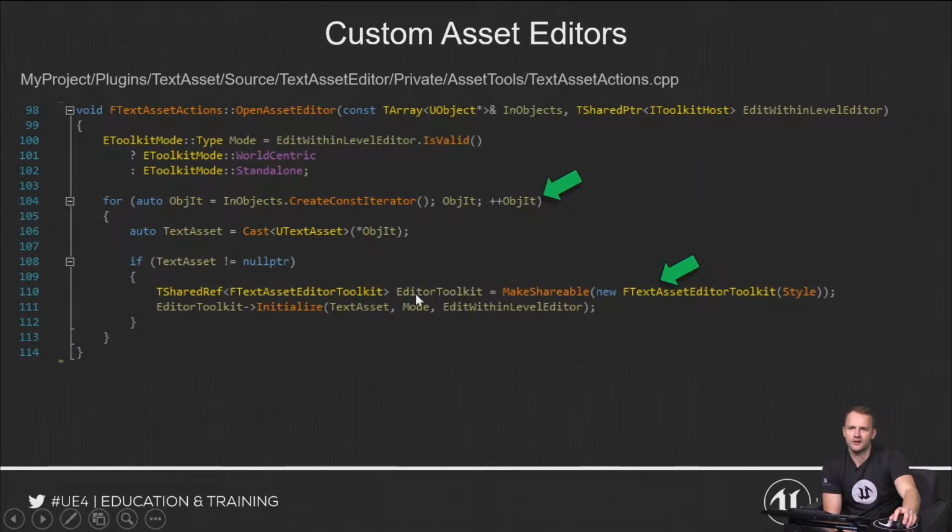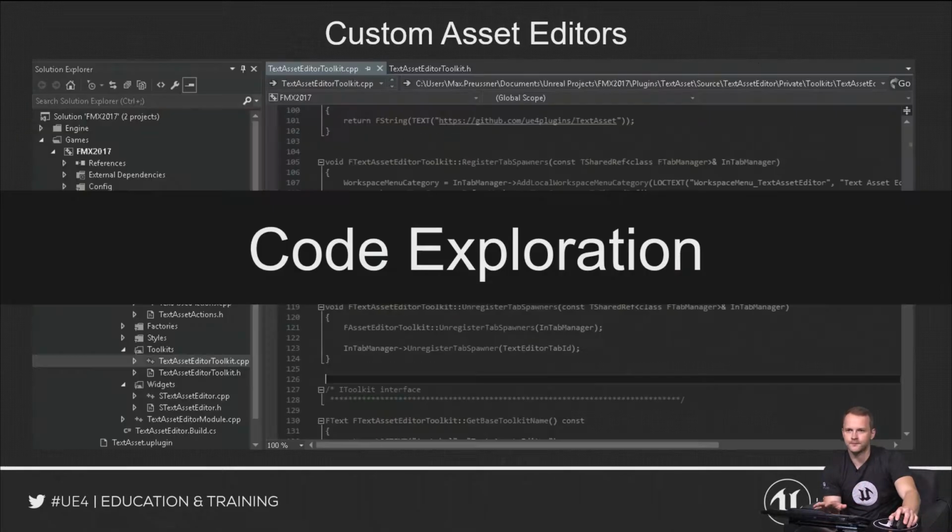And you may see the code here refers to it as toolkit. That's because the internal name of asset editors is toolkit. So those two names, asset editor and toolkit, are interchangeable. In code, you will mostly see the term toolkit. But when you read the documentation, people mostly refer to it as asset editors.